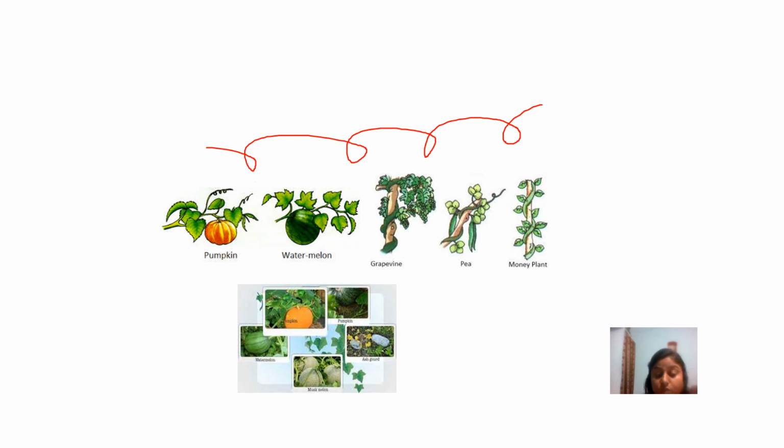Okay students, now I will tell you about this. There are some plants that have a weak stem. Herbs and trees have a stem, but these plants have a weak stem, and they cannot stand upright without taking any help.